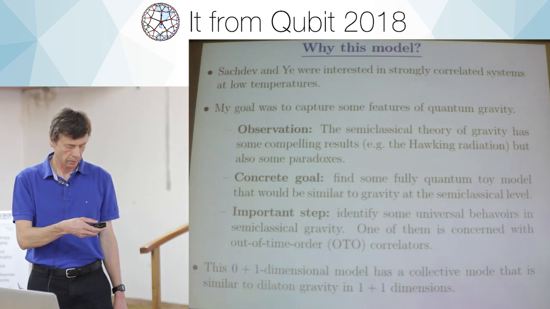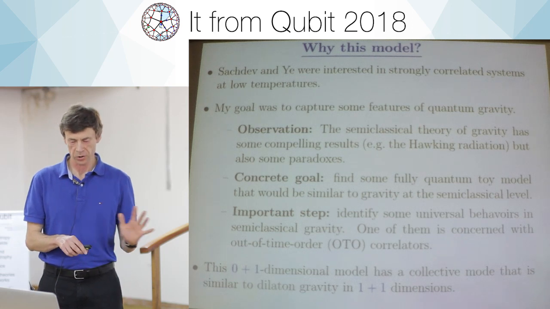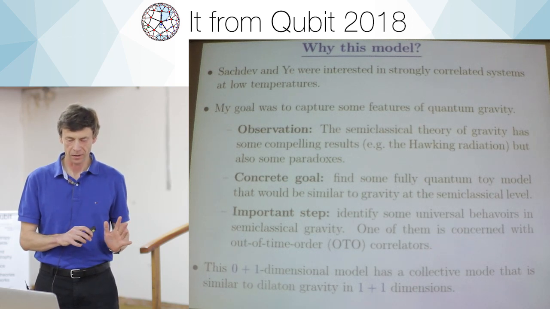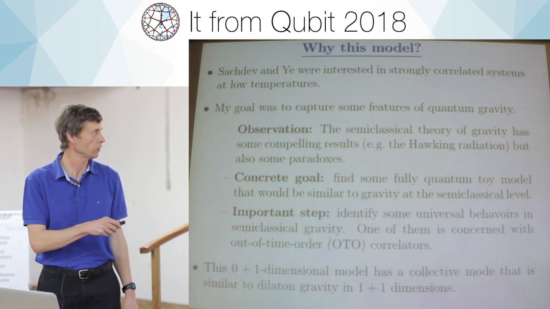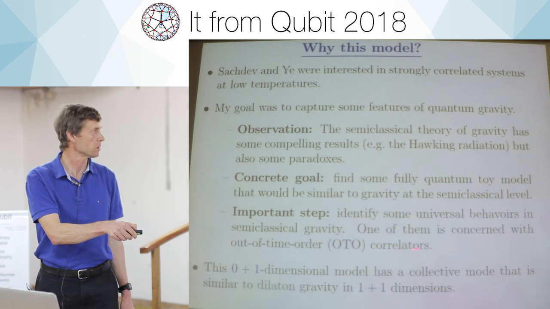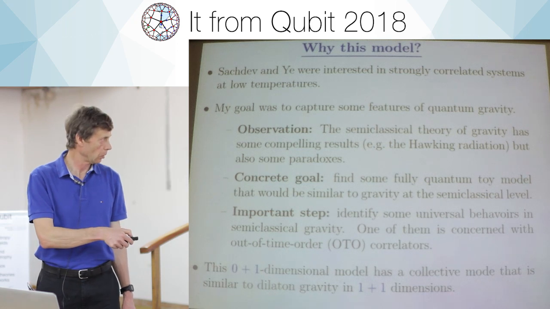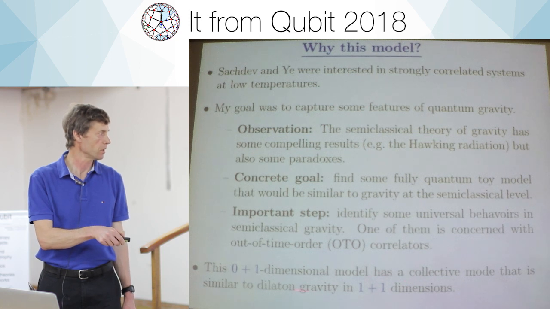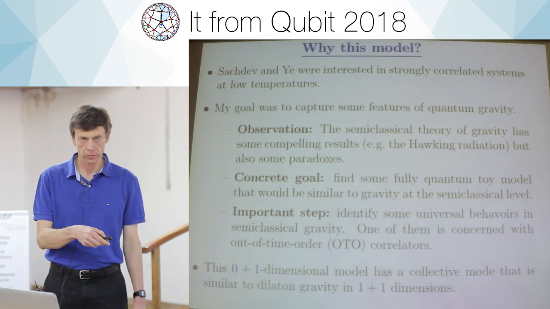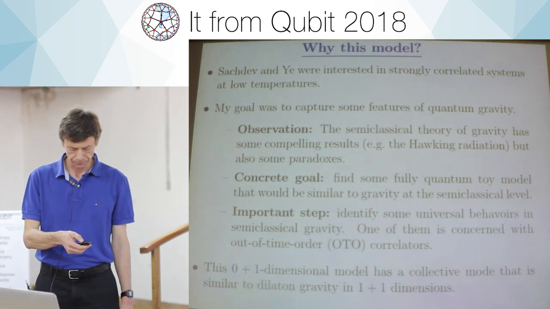And the SYK model is an example of a model that shares this property. This property has to do with out-of-time autocorrelators, and I'll explain what that means. We will study a 0 plus 1 dimensional quantum mechanical model that is similar to dilaton gravity in 1 plus 1 dimensions. And the dilaton gravity can be regarded as the simplest example of a black hole.